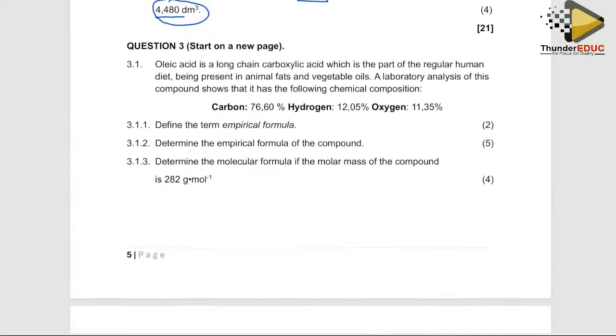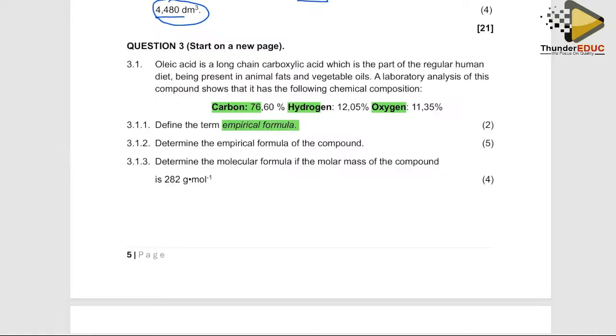So question 3 reads, oleic acid is a long chain carboxylic acid, which is part of the regular human diet, being present in animal fats and vegetable oils. A laboratory analysis of this compound shows that it has the following chemical composition. So we're having carbon, hydrogen, as well as oxygen, and we're given the percentages, right? Now, the first question says define the term empirical formula, right?